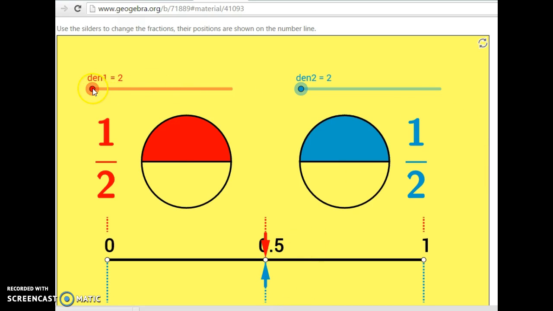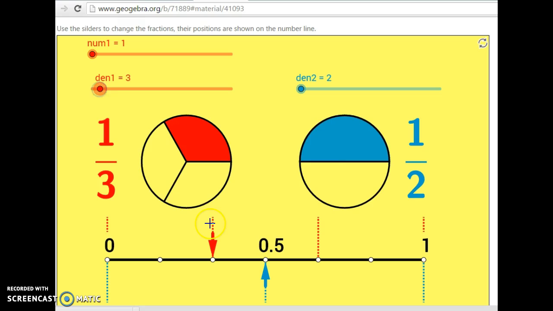So if we were to change any of these, like say to 1/3, now our line is split up into thirds. So we have 1 section, 2 sections, and 3 sections. And this indicates that this is 1/3.